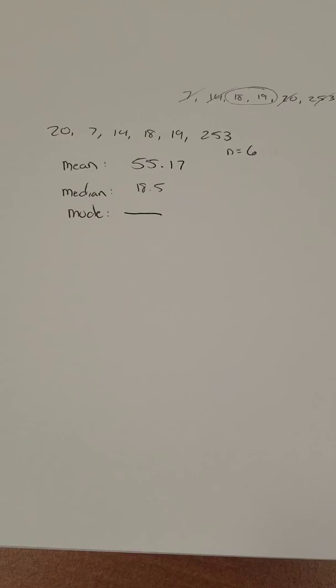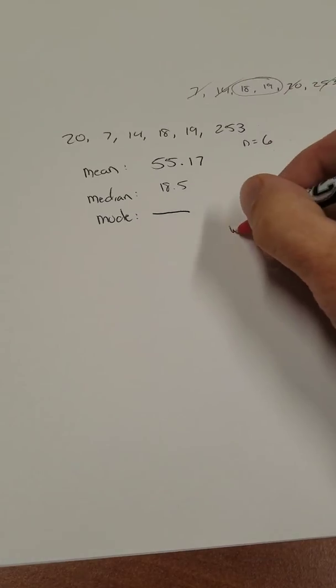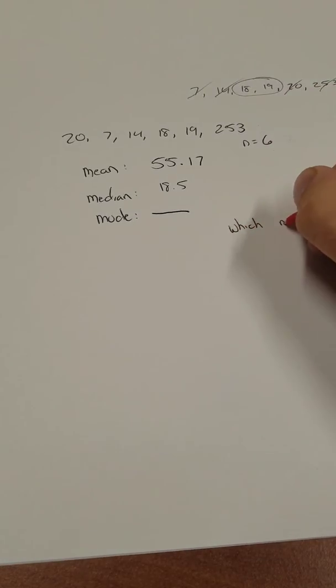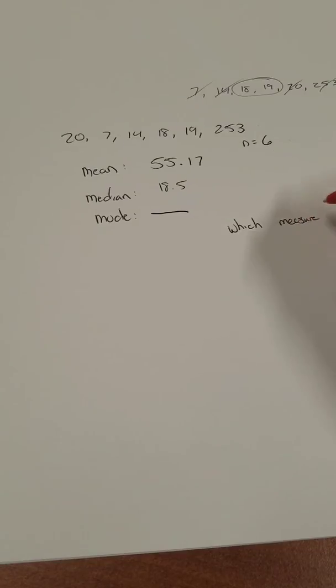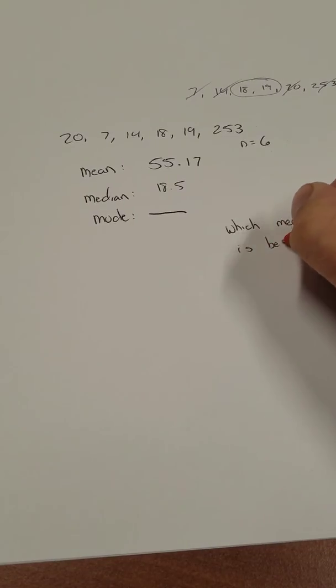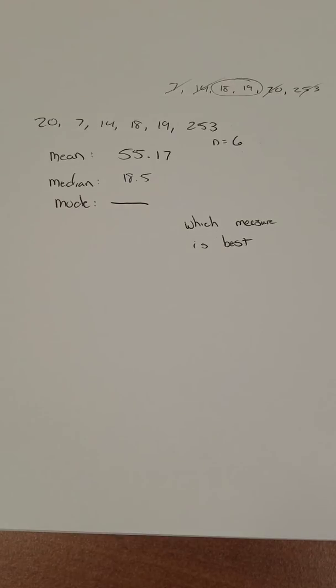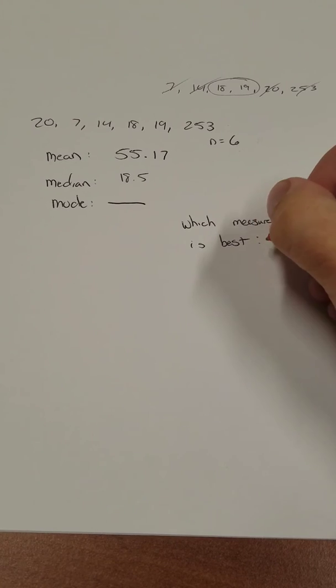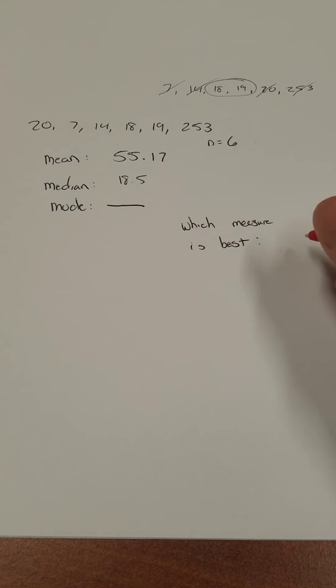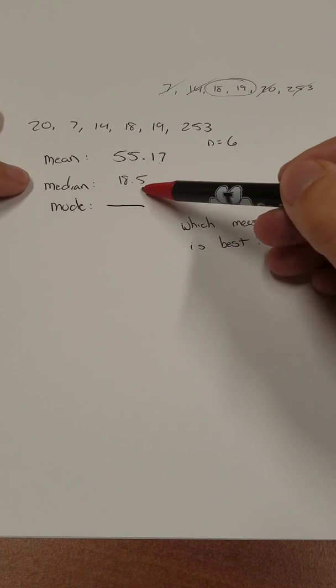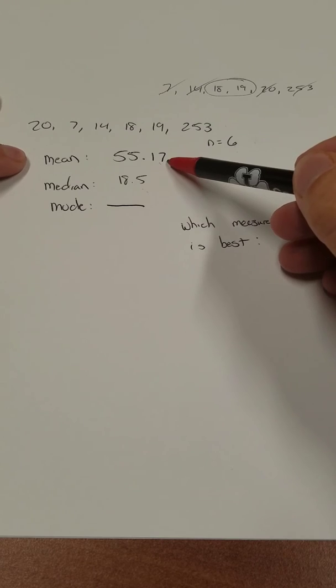Now, here's something I want you to point out. I want you to think about this data set, and then answer this question. Which measure is best? Pause the video for a second, look at your data, and answer which one is best. Okay, so you've made a guess at this point, I hope. Let's see. Median is 18.5. Your mean is 55.17.